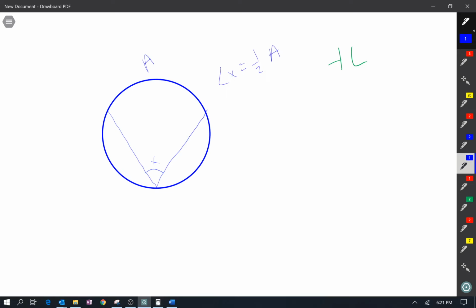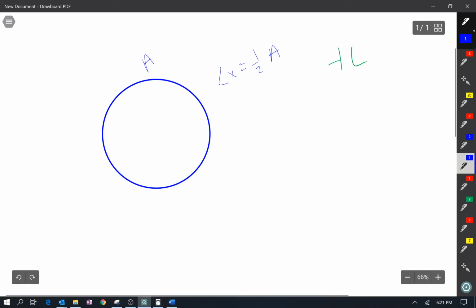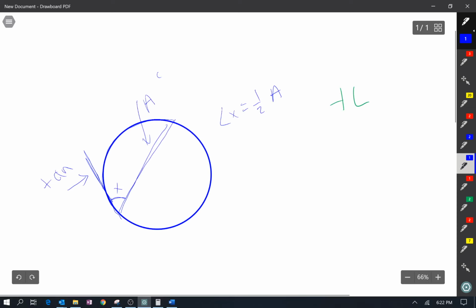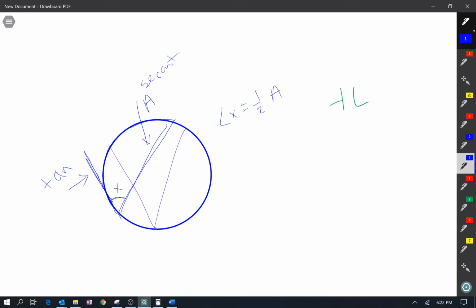Now, what if instead of touching it there, I touched it like this? There's an angle here, x, and then there's an arc here, a. Well, check this out. It follows the exact same formula. If one is a tangent and the other one's a secant, so this is a tangent here, and this is a secant, and that's a secant, all you do is the exact same thing as if it was over here. No different. So don't let it change anything.